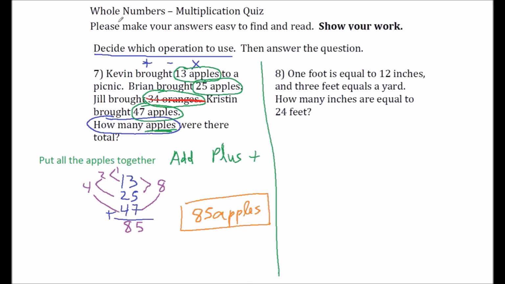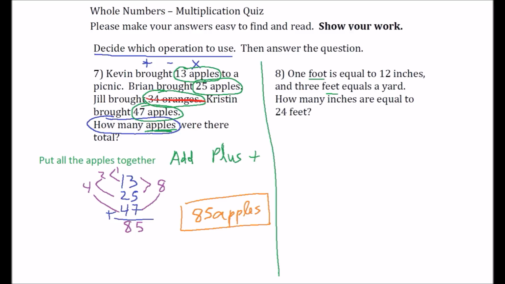So here again for number 8, we want to first decide which operation we're going to do. We're going to add, subtract, or multiply. Number 8 says 1 foot is equal to 12 inches and 3 feet equals a yard. And the thing to remember here, 1 foot and 3 feet, this is one of the wacky things in English. These are the same unit. This is the singular, 1 foot, and this is the plural, 3 feet. So 1 foot is equal to 12 inches, 3 feet equals a yard. The question says, how many inches are equal to 24 feet?